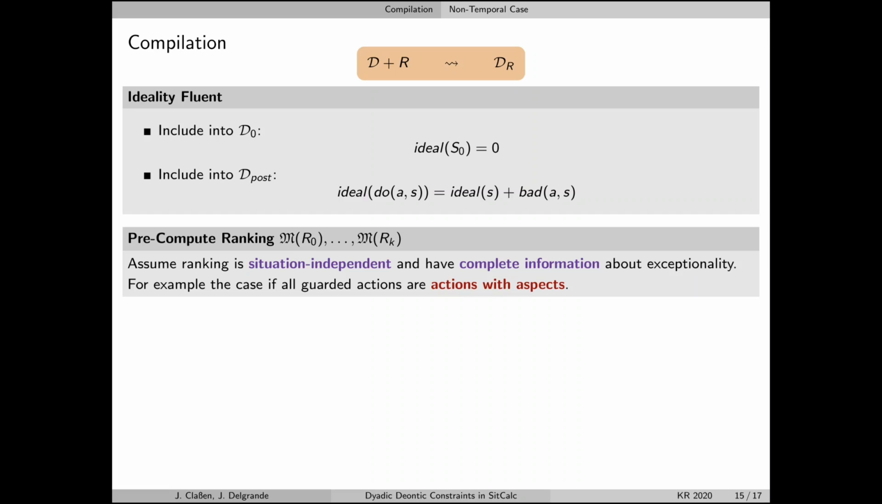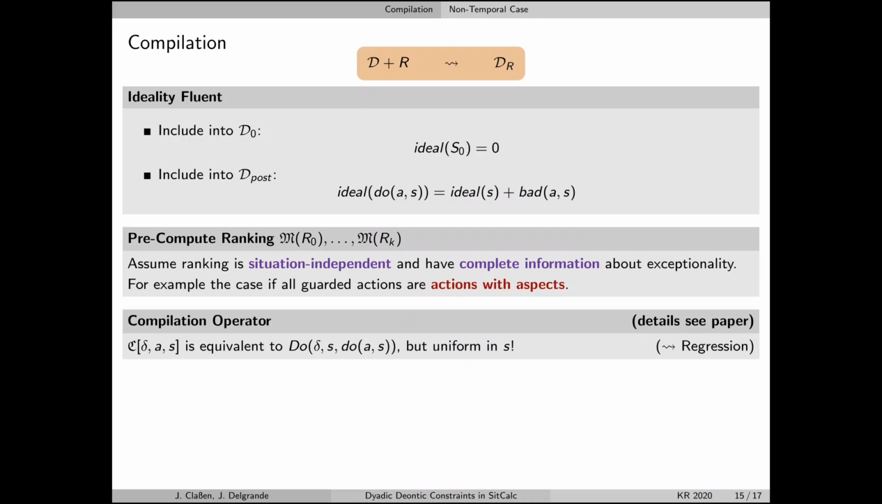We pre-compute the ranking, which we can do when making the sufficient assumption that rankings are situation independent, and we always have complete information to decide whether a rule is exceptional. We can guarantee this to be the case, for example, when all guarded actions involved are actions with aspects, just like in the examples that we've seen. We then define a compilation operator that expresses that an action A is a possible execution of delta in situation S in terms of a formula uniform in S.